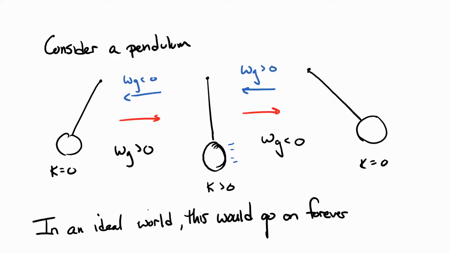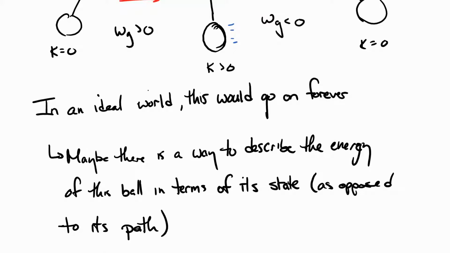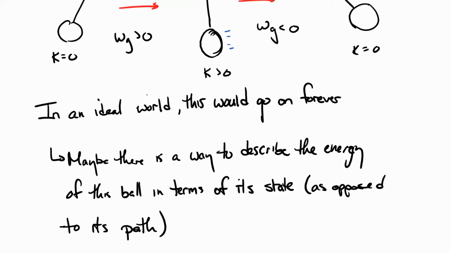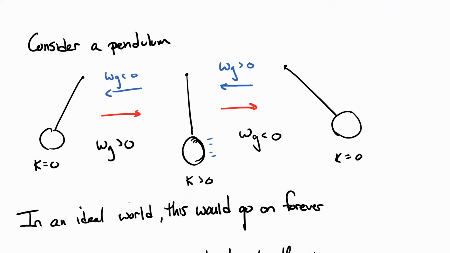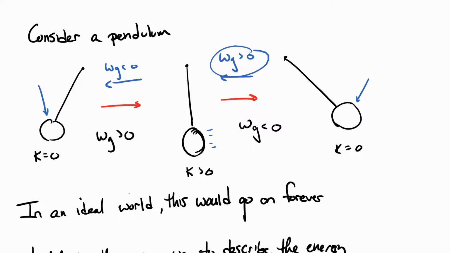Now, maybe, just maybe, there's a way to describe the energy of this ball in terms of its state as opposed to its path. So talking about its energy because it is here at these endpoints, instead of because of the work that's being done as it goes down to the bottom. And in fact, this should be familiar. We're just talking about gravitational potential energy: when the ball is higher up, it has a higher gravitational potential energy. So we chose to ignore this and just talk about work, because work is a general thing.